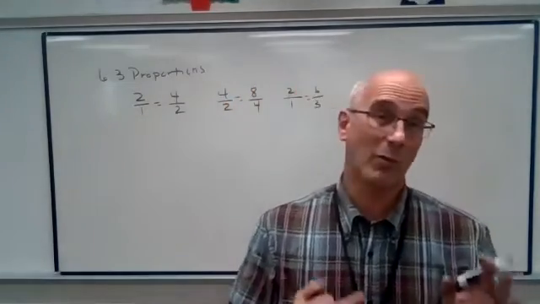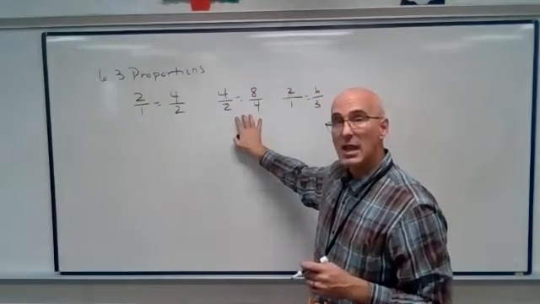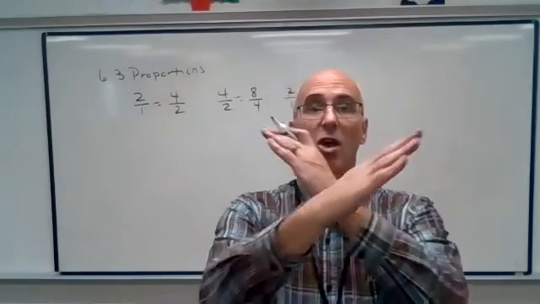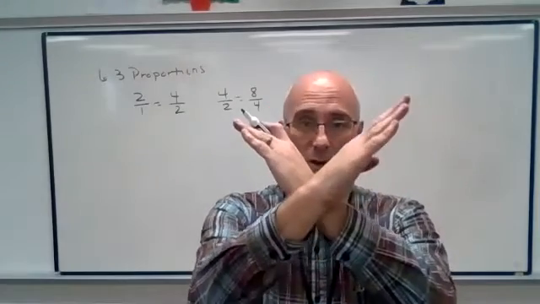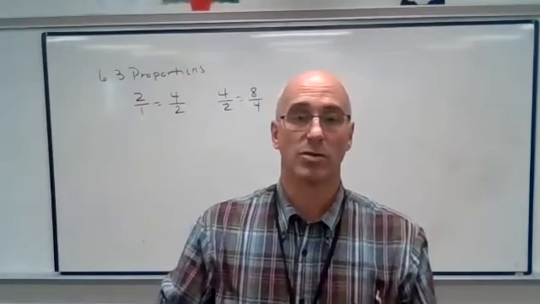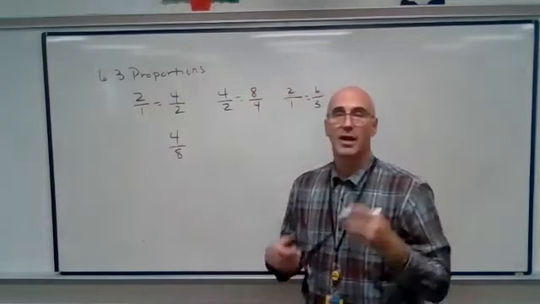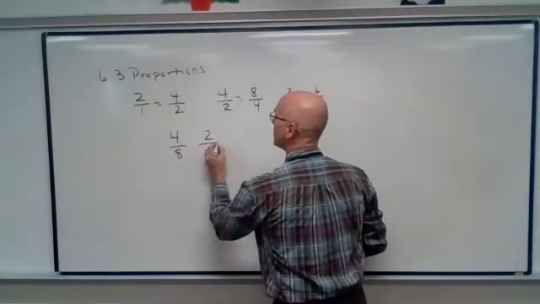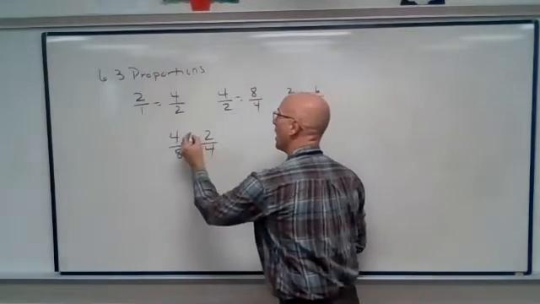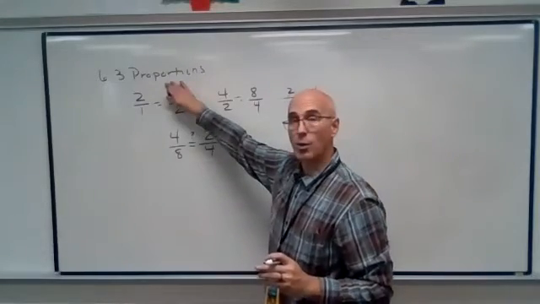Now, what we can do to check to make sure something is indeed a proportion is find what is called the cross products. Cross products. So say I have two ratios, 4 to 8 and 2 to 4. I want to find out, are these two equal? In other words, does this form a proportion?